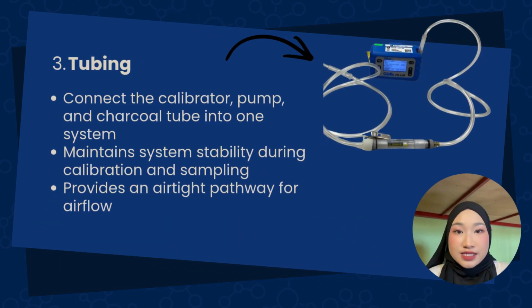The third one is tubing. Tubing is used to connect the calibrator, pump, and charcoal tube into one system, maintain system stability during calibration and sampling, and also provide an airtight pathway for airflow.